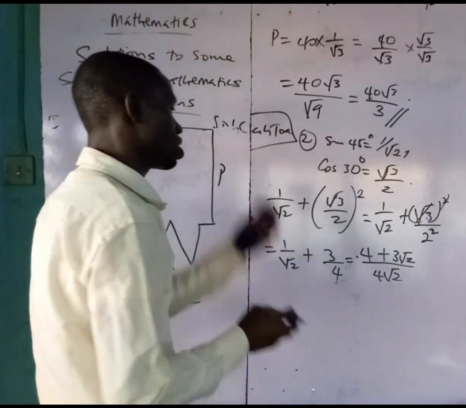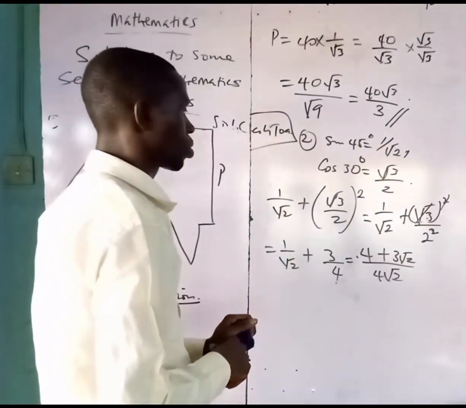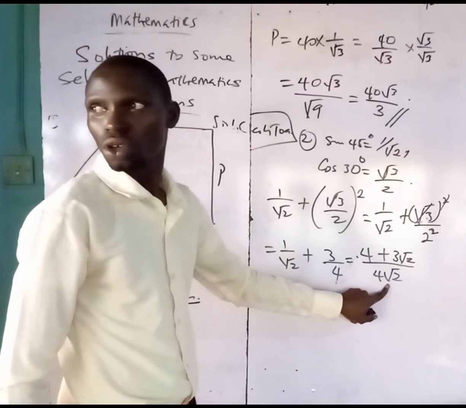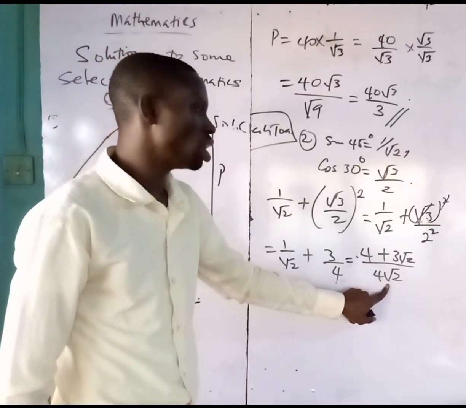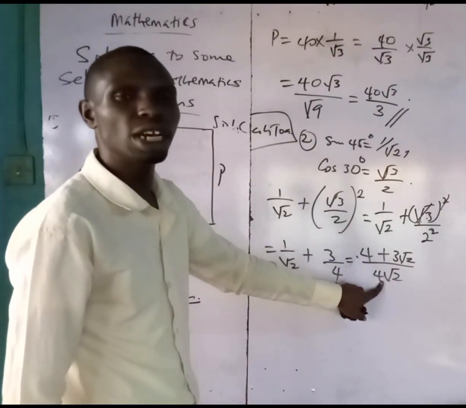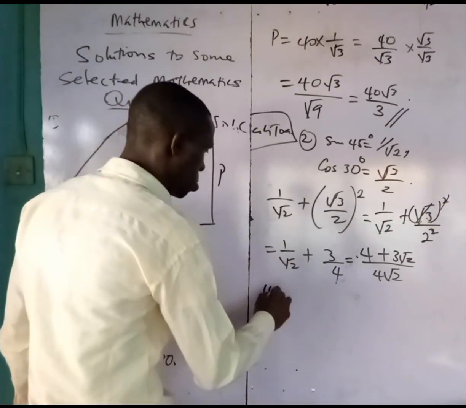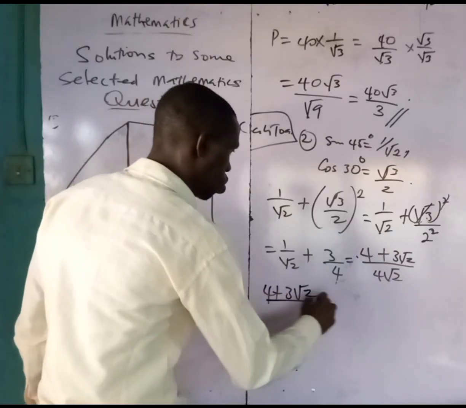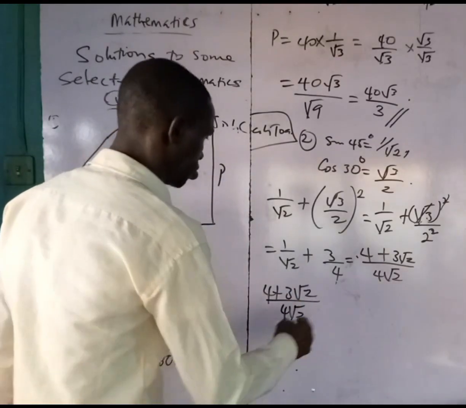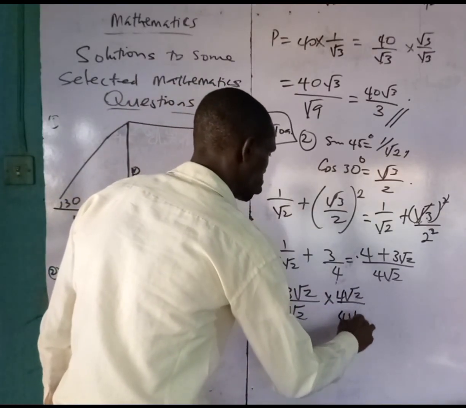Now look at this. This is a surd. This is also a surd. And we said we don't need to see root at the denominator. So what do we do to eradicate the root at the denominator? What we do is to multiply both the numerator and the denominator with the denominator. So how do we do that? Let's see. 4 plus 3 root 2 over 4 root 2 times 4 root 2 over 4 root 2.